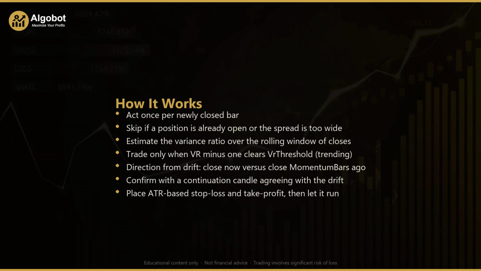For a long, the stop loss sits below entry by 2 times the ATR, and the take profit sits above entry by 3 times the ATR. For a short, it mirrors: stop above, target below. That's a reward to risk of 3 to 2, set automatically from volatility rather than a fixed number of pips. Once the order is sent, the position rides until either the stop or the target is reached.